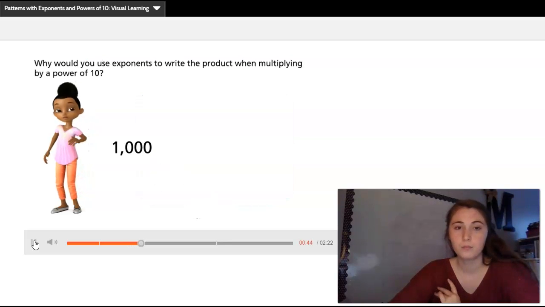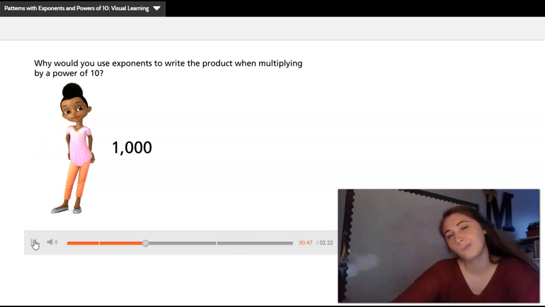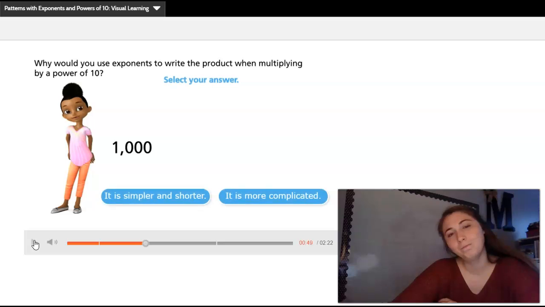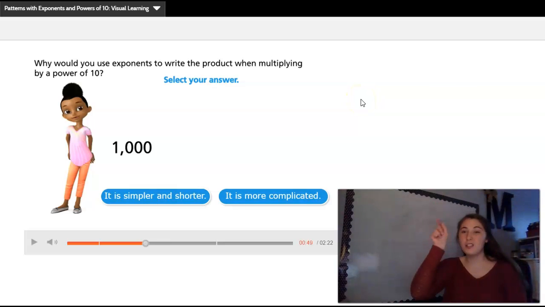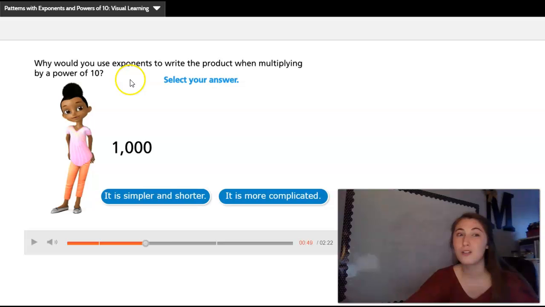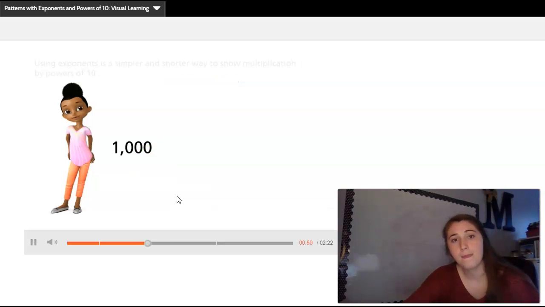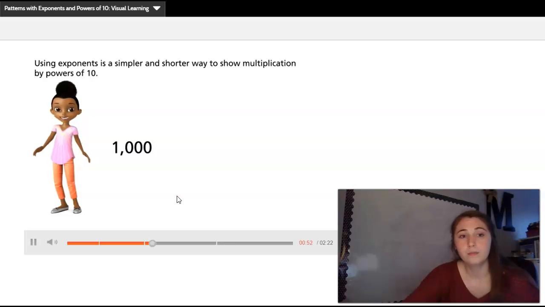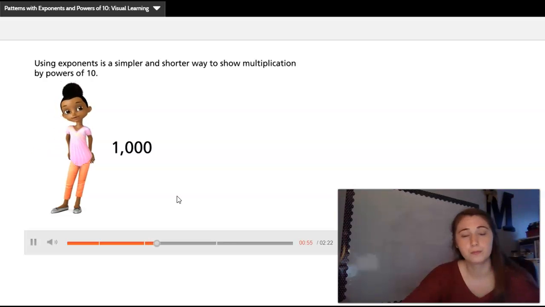Why would you use exponents to write the product when multiplying by a power of 10? Select your answer. I know that I like to use exponents because I would rather write 10 to the third than writing 10 times 10 times 10. As mathematicians, we have to show our answer in multiple ways to show that we know multiple ways of solving a problem. But we like to use exponential form because it is simpler and shorter. Using exponents is a simpler and shorter way to show multiplication by powers of 10.